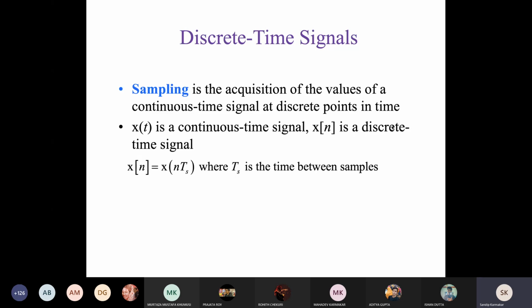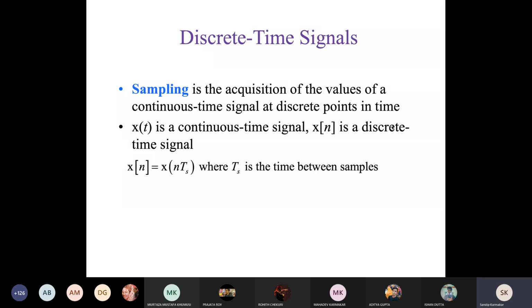Okay. Now discrete time signals. As we have seen, there are continuous time signals and discrete time signals. A discrete time signal means you have values of the signal at discrete times, like n equal to 0, n equal to 1, not any continuous values. Now sampling is the acquisition of values of a continuous time signal at discrete points in time. For example, you cannot hold a continuous time signal, right? What you can do is sample it at t equal to 0, t equal to 1, t equal to 2, etc.